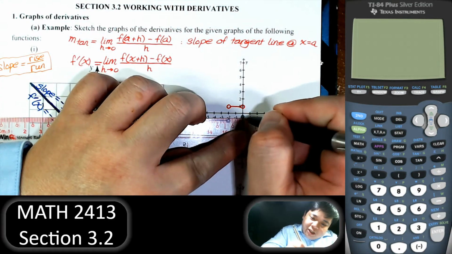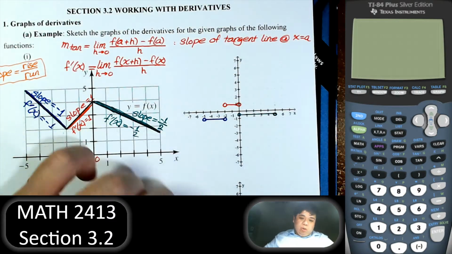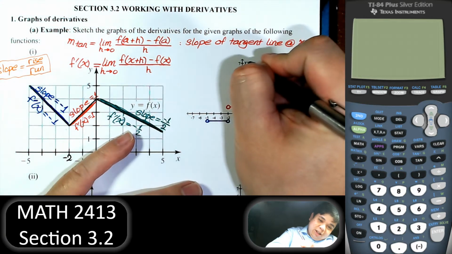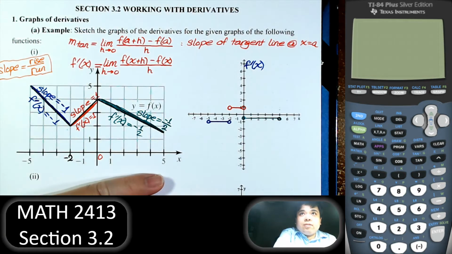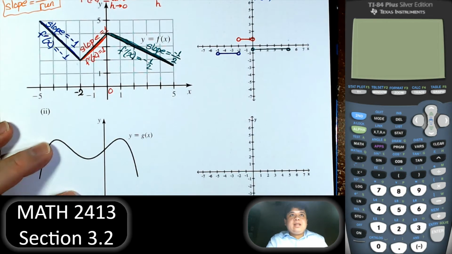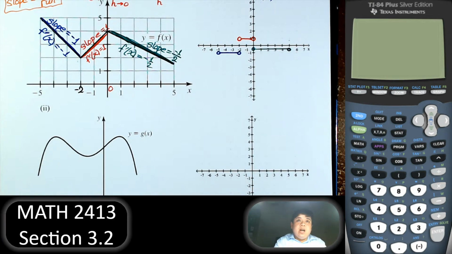So that's what we have. This is the graph of the derivative instead of y. So simple enough, right? Just write the slope. Next, if the graph of the function is like this, we sketch the graph of the derivative.